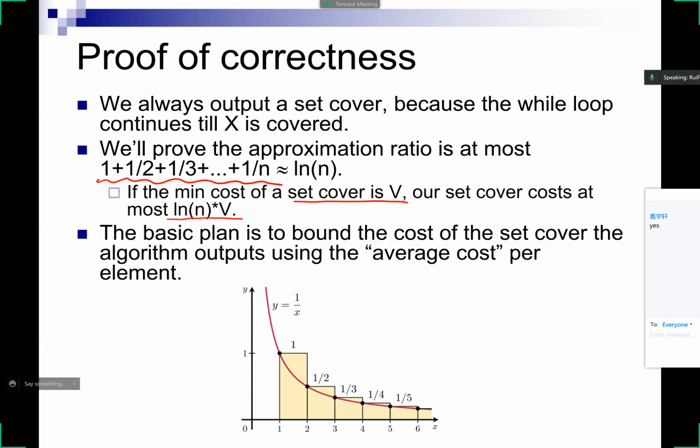The basic idea for this proof is that we're going to bound the cost of the entire set cover by looking at how much our set cover on average uses for each element that it covers. Remember, the idea for the algorithm is to choose the cheapest way to cover each element on average. And so we're going to bound that cost, the average cost to cover each element.